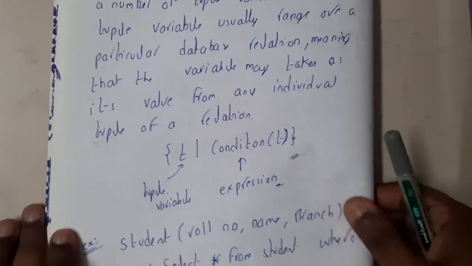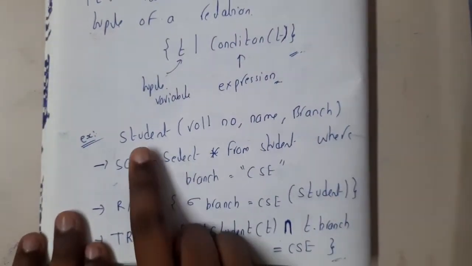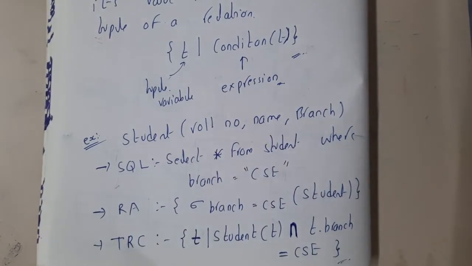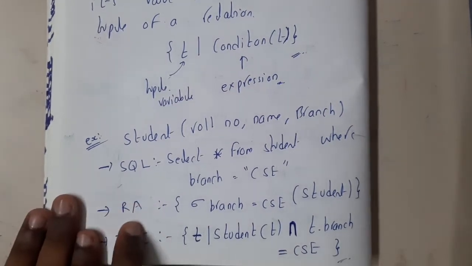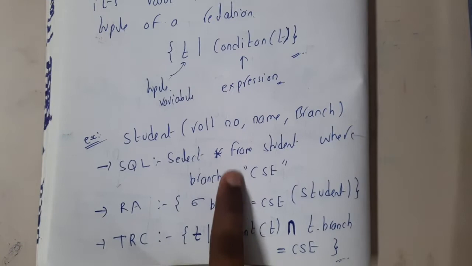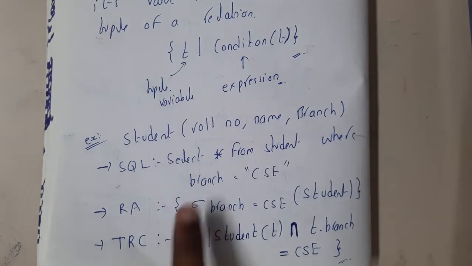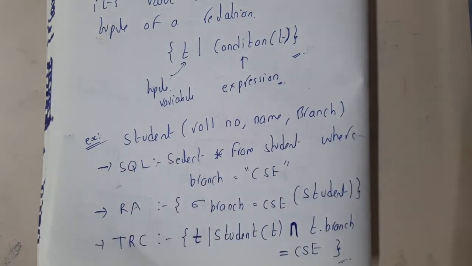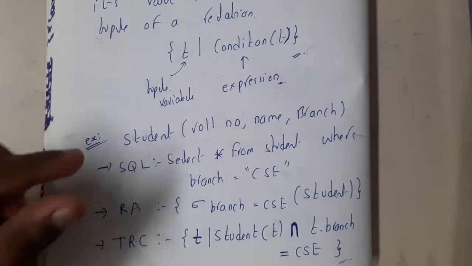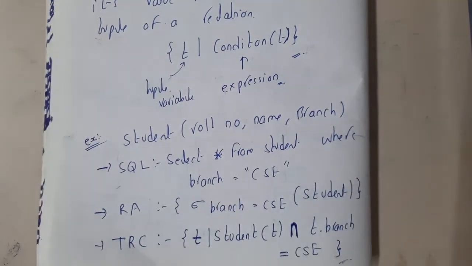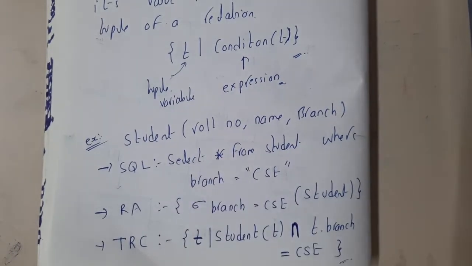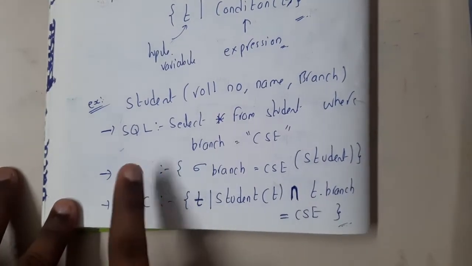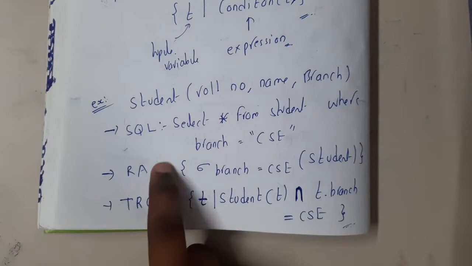Let us take a small example first. Assume that we have a table student which has columns roll number, name and branch. Everyone using SQL and relational algebra can identify what this statement is saying. This statement is saying select star from the student table where branch is CSE. We are going to collect the data from the table whose branch belongs to CSE, and print each and every column. In relational algebra it is represented in this way. There is no need of a pi because we are trying to print the whole table, so there is no requirement of projection.